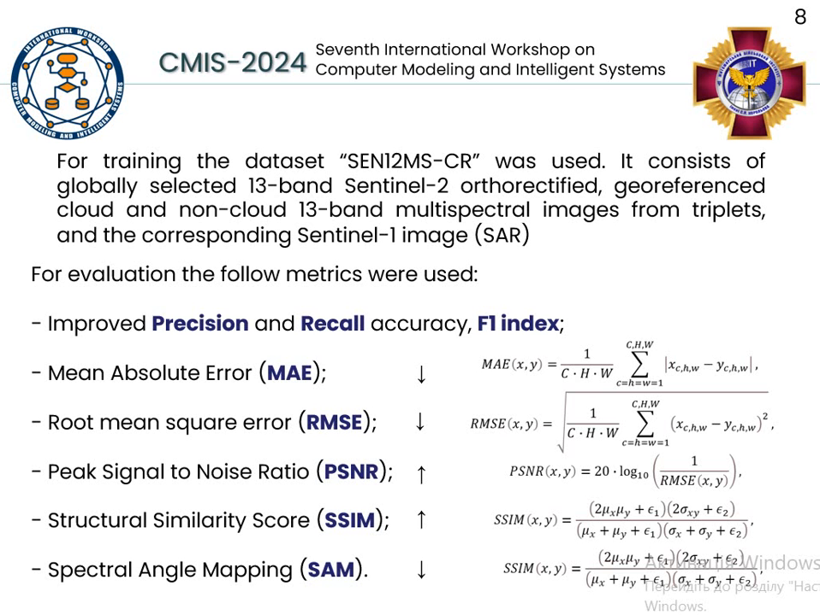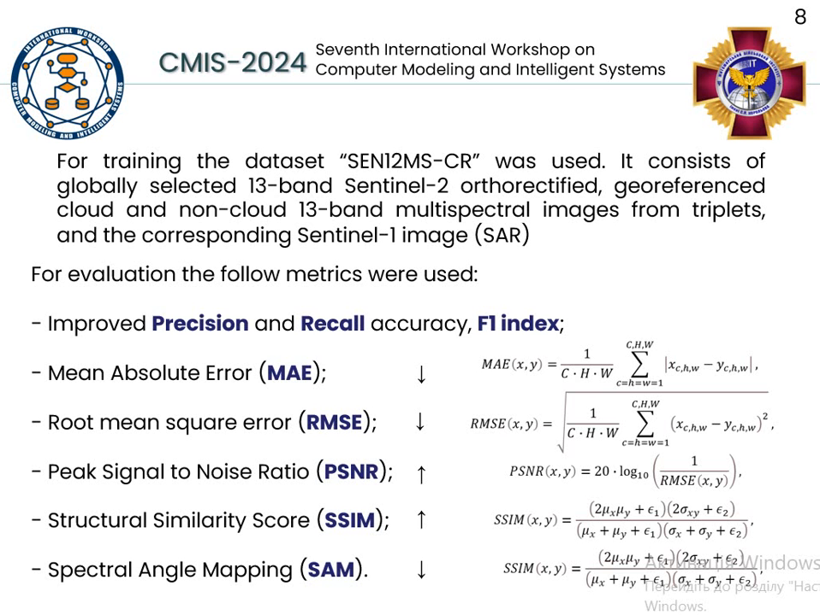For evaluation, the following metrics were used. First of all, we used improved precision and recall, accuracy and F1 index. Also, pixel-level metrics that determine the average deviation between the target and predicted images in absolute terms and in the units of interest: mean absolute error and root mean square error. Image-level metrics that measure how well the recovered image matches the original target image in terms of signal-to-noise ratio: peak signal-to-noise ratio.